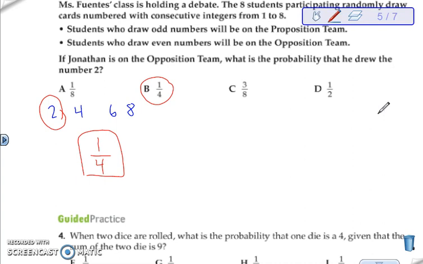So again, you're just going to take the given statement to narrow down your total number of options, and then find the probability of the thing you want happening based on the options that you already have.